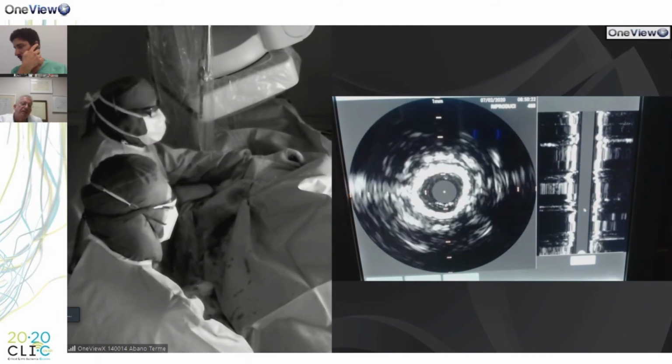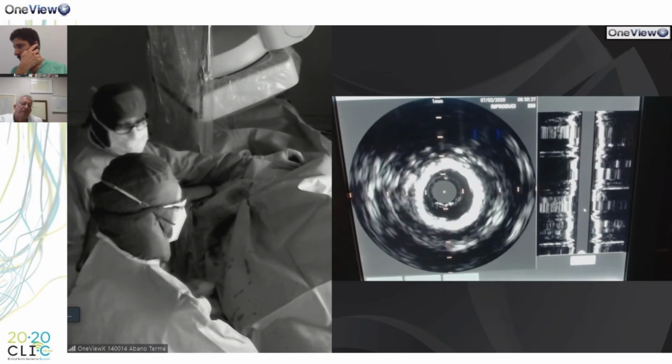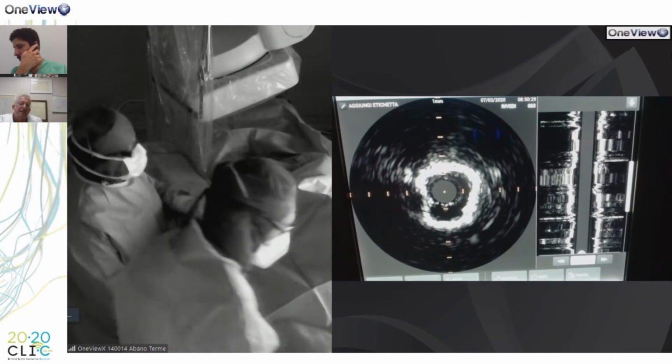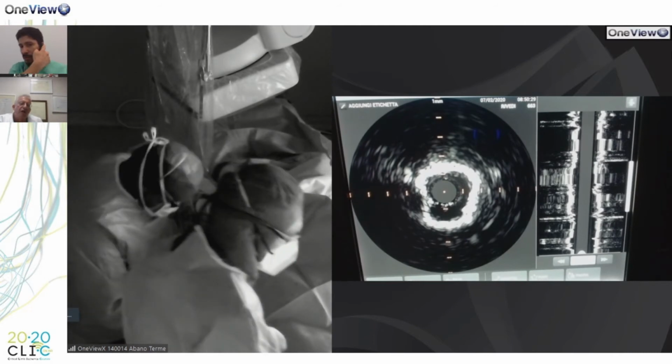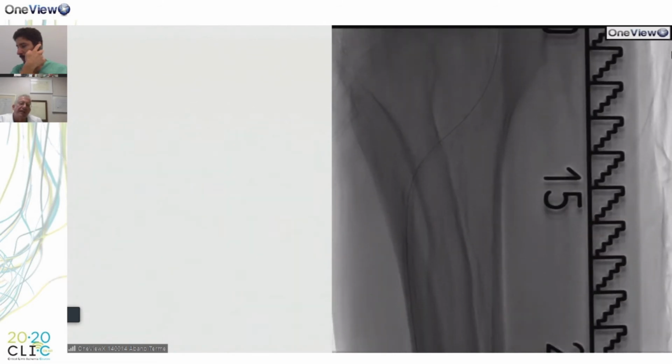Okay, we try to cross the lesion with the Jetstream 1.6. Let's go. Okay, the Jetstream, but I don't know how useful the Jetstream could be in the plaque lesion with the calcium.